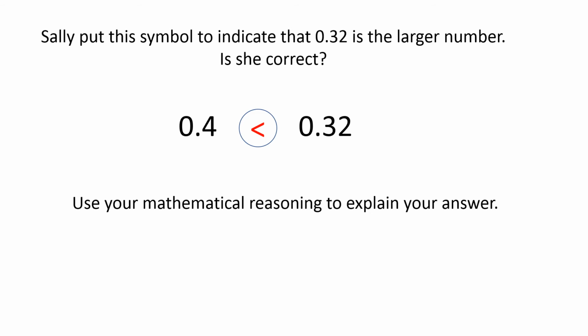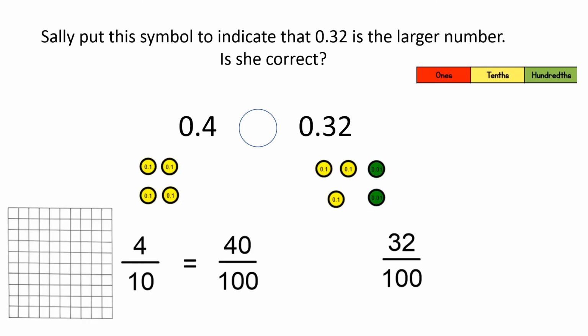Let's take a look through this reasoning style question. Sally put this symbol to indicate that 0.32 is the larger number. Is she correct? Use your mathematical reasoning to explain your answer. So I want you all to have a think about your place value charts, your place value counters, and write this down. Excellent. Let's take a look through our answer.